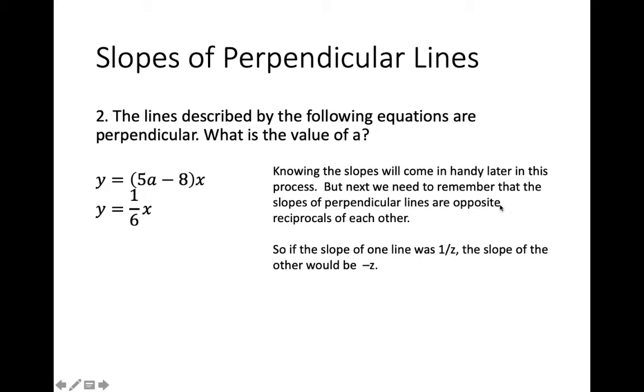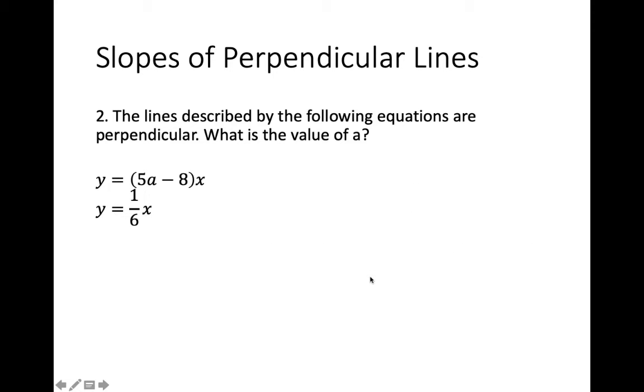But next we need to remember that the slopes of perpendicular lines are opposite reciprocals of each other. So if the slope of one line was 1 over z, the slope of the other would be the opposite reciprocal, meaning the negative reciprocal. Reciprocal means flip it. If it's a fraction, flip it, and then change the sign. If it's positive, make it negative, so it'd be negative z.